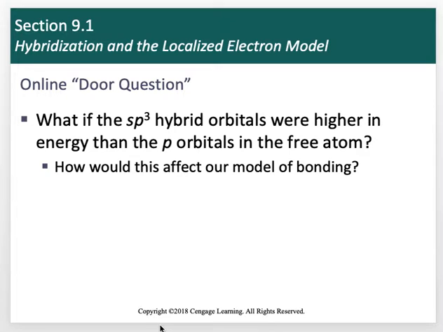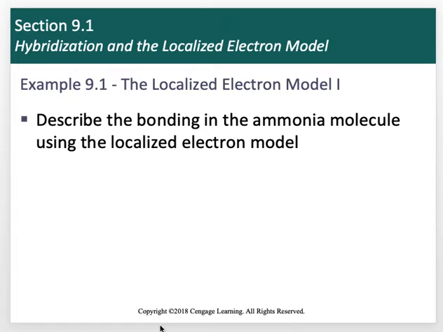So this is your first door question. I'm going to leave it right here for you. If you need to pause or you want to think about it, go ahead. Let's describe the bonding in an ammonia molecule using the localized electron model. So what we just did with CH4, I want you to now do with ammonia. If you want, pause the video here and try to draw out the Lewis structure for ammonia. That's the first thing we're going to have to do, because we have to figure out the geometry before we can really move on with this.